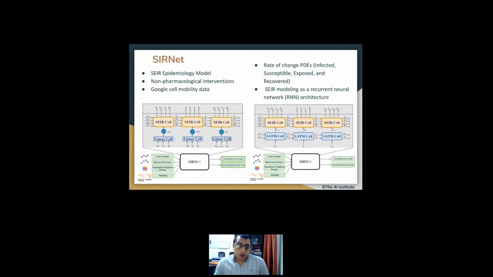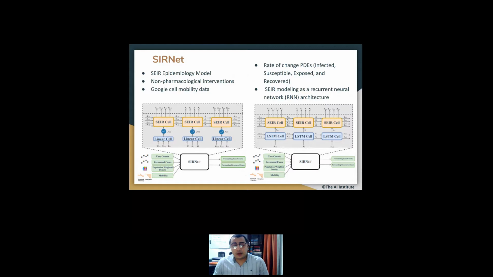The observable states or personas in this aspect are the infected people, the susceptible people, the exposed people, and finally the recovered people. So instead of having a hard-coded mathematical formula not taking into account other factors, the authors of the SeerNet model have used both Google cell mobility data and other factors about the environment, the population, the weather, and so on, and fit them together to the SeerNet model, which is based on recurrent neural networks, so that it can forecast the number of cases and the number of recoveries at each time point in the future.